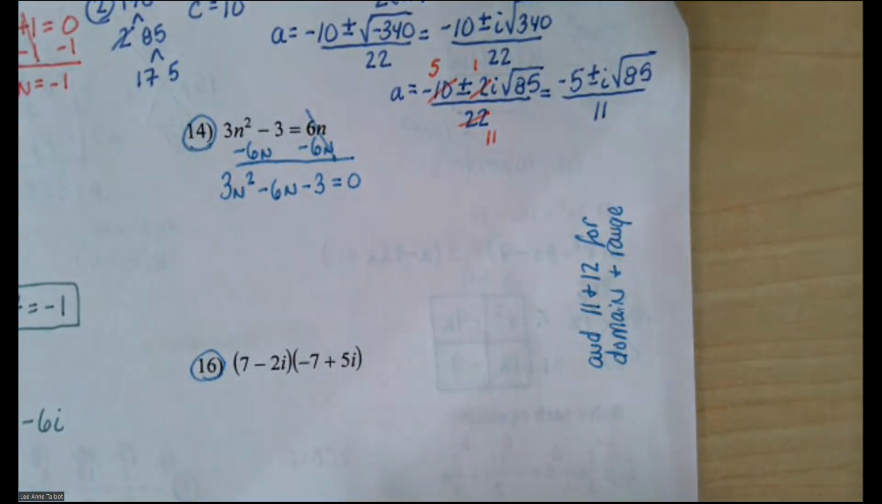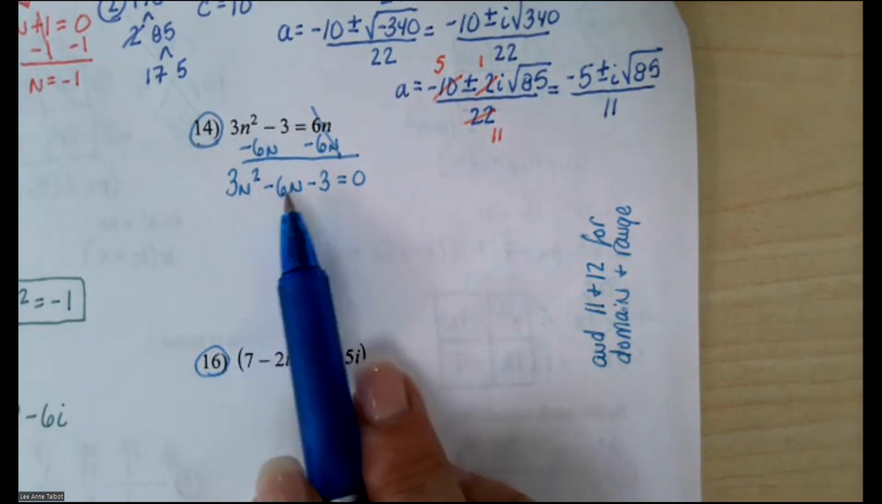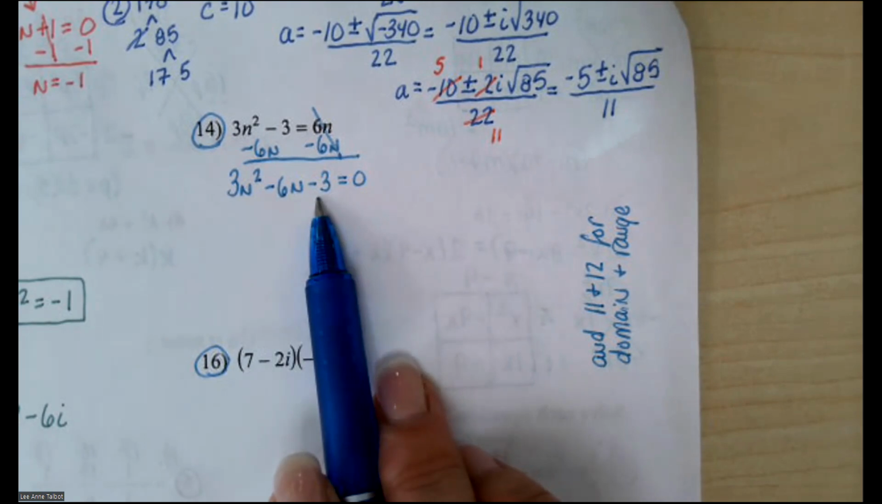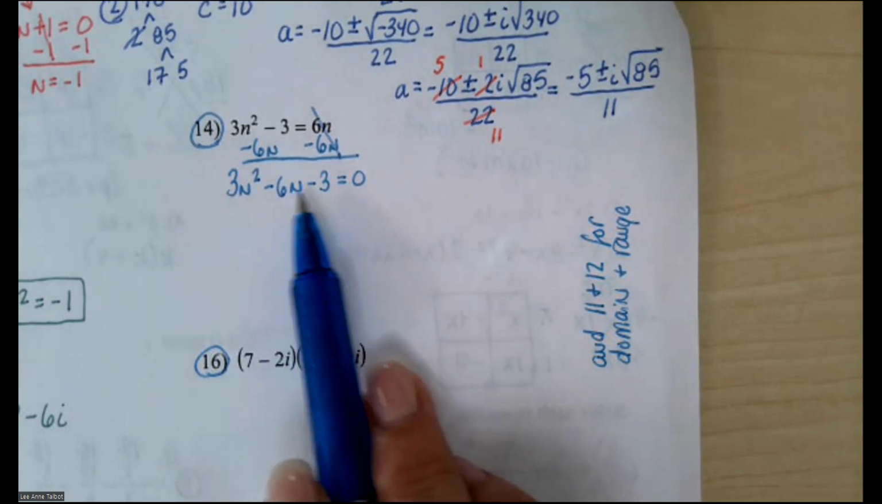Okay, before I move on, I don't want to assume that everyone is okay with the order here. Any questions about why I put those things in that order? Good. The squared thing in the front, the plain letter in the middle, and then the constant.